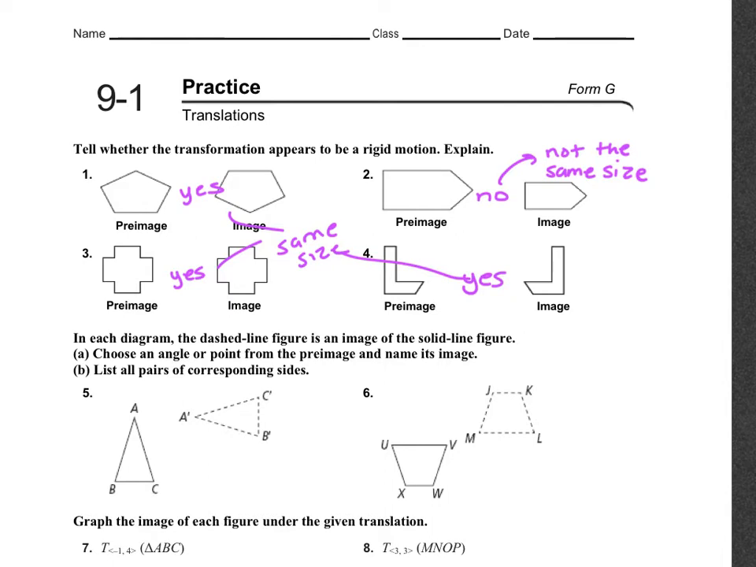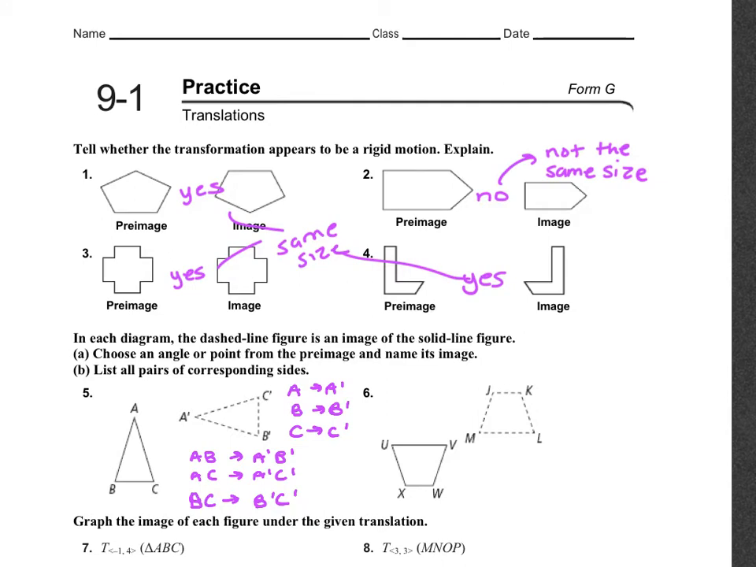Okay, then it says, in each diagram, the dashed line figure is an image of the solid line figure. Choose an angle or point from the pre-image and name its image. List all the pairs of corresponding sides. So A goes to A prime, B goes to B prime, and C goes to C prime. The corresponding sides would be AB to A prime B prime, AC to A prime C prime, and BC to B prime C prime.